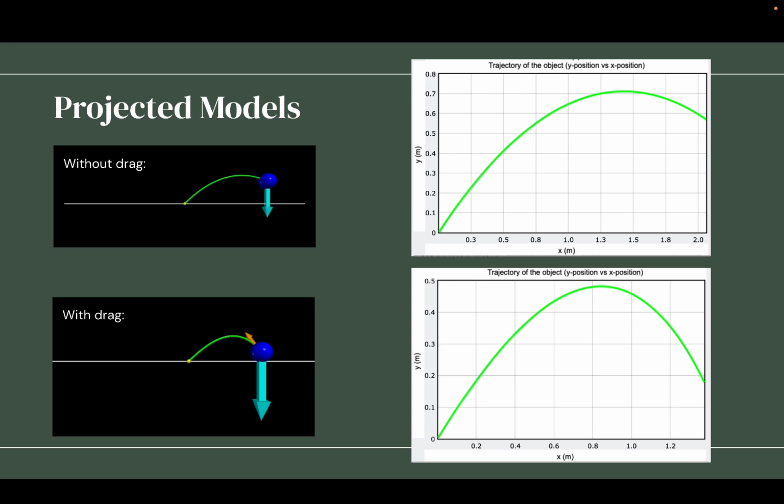I ran the code and this was the model that was projected. The images on the left are the actual models of the ping pong ball being thrown. The blue arrow represents the force of gravity, and the orange arrow represents the force of drag. The graphs on the right are the predicted position graphs. As you can see, both graphs are curves, but the bottom graph, which includes drag, is much steeper.